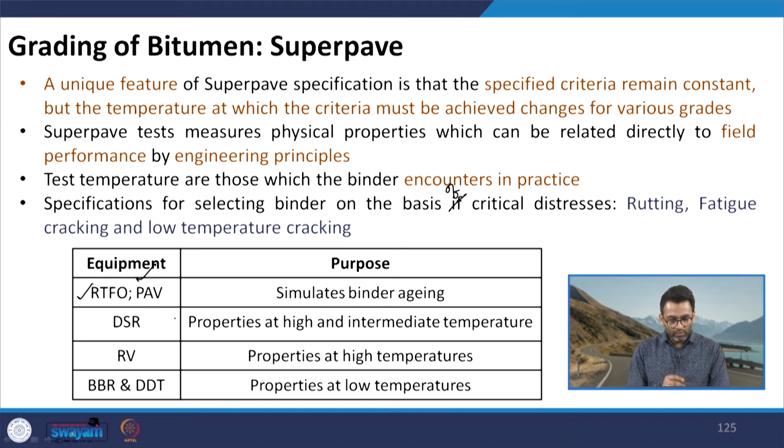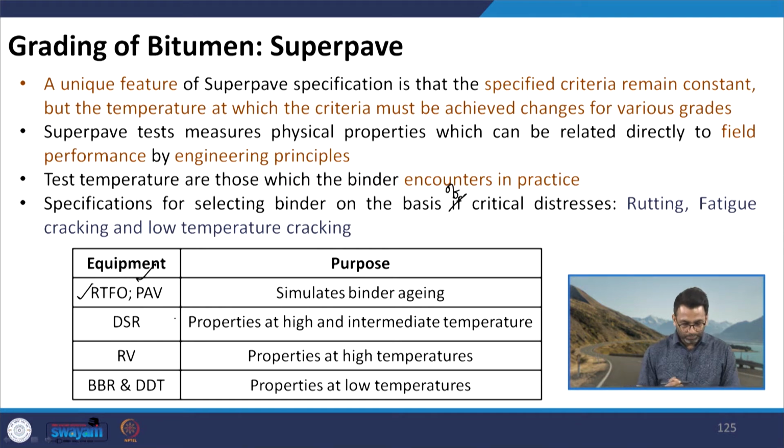So, they are used to simulate the aging of the binder, and since they are used to simulate the aging of the binder, they are used to assess the resistance of the binder to aging, or to assess the durability characteristics of the binder during construction and also in service life. So, if we are interested during construction, we will be looking at the short term aged samples. If we are interested in service condition, we will be looking at the PAV aged samples.